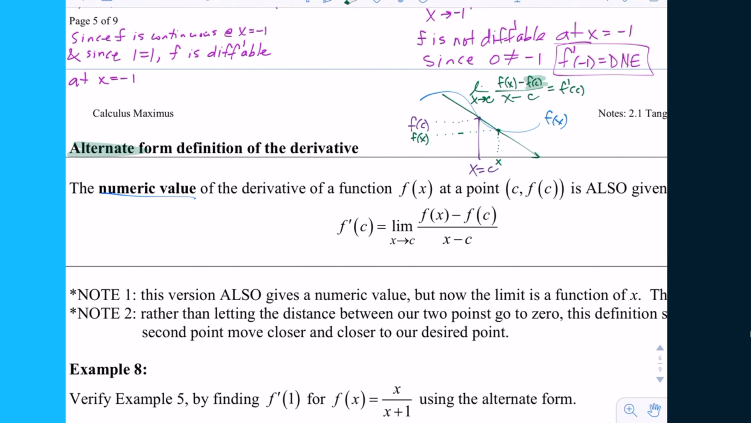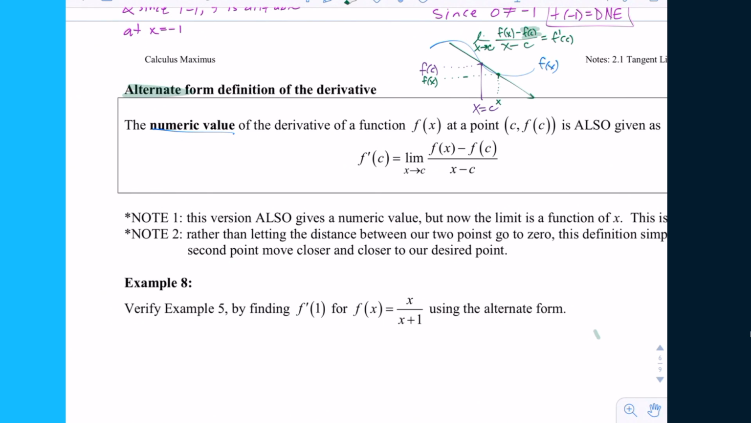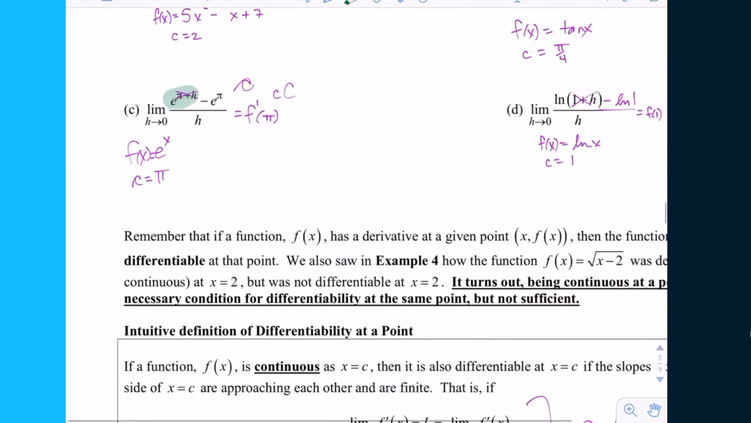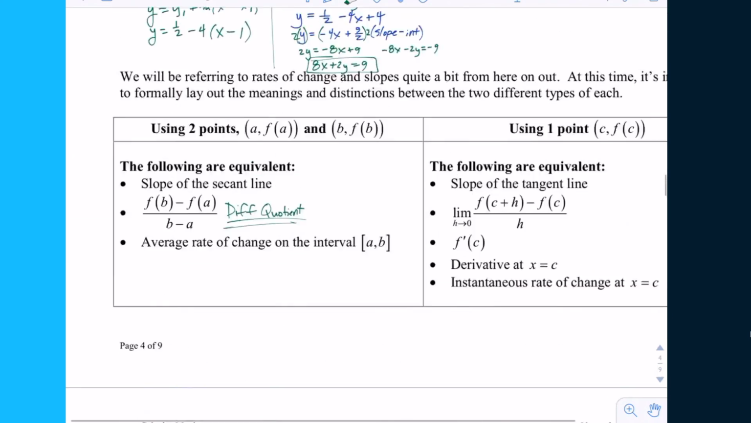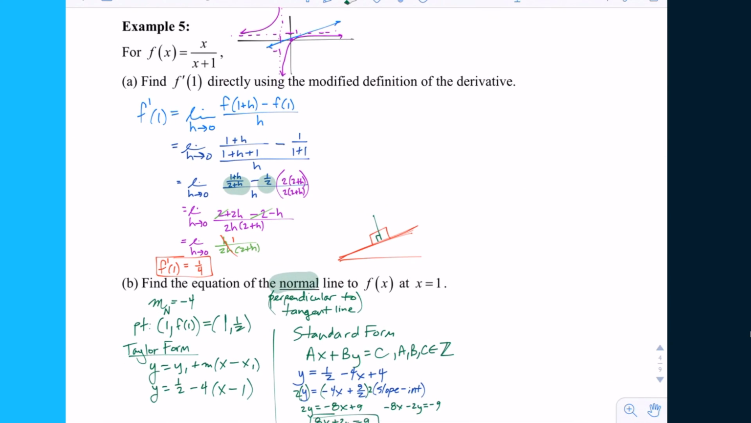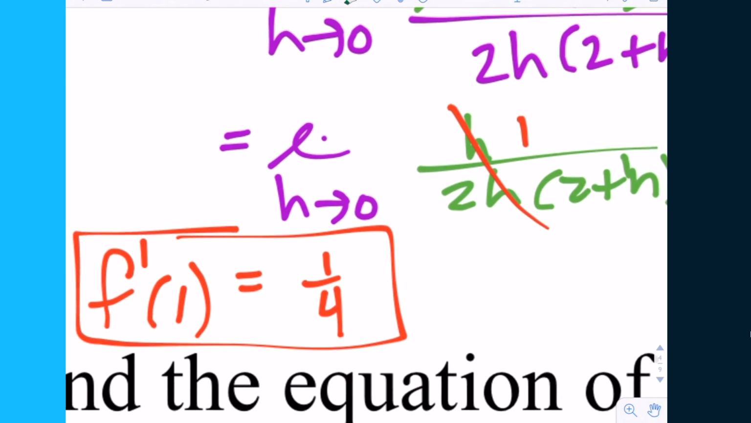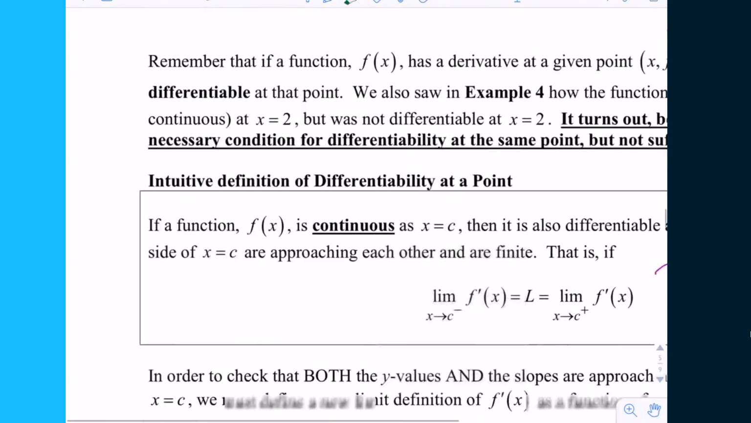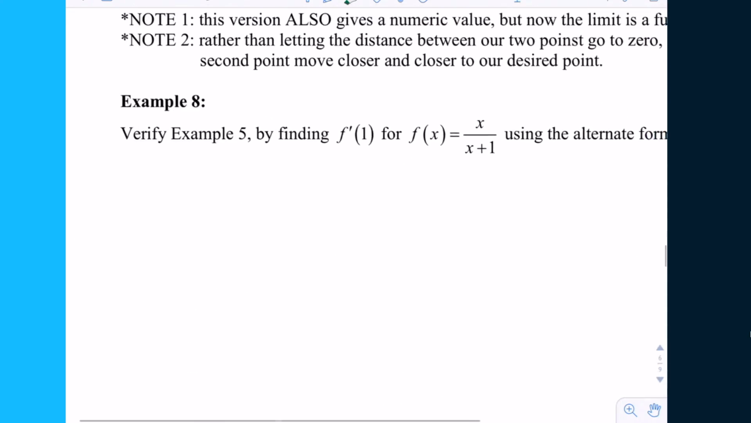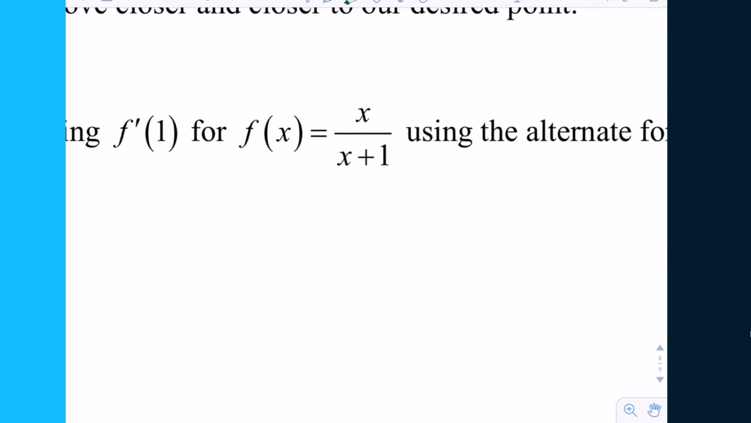All right, let's try it out. It says, verify example 5 by finding f prime of 1 using the alternate form. Well, what was example 5? That was way long ago. That was like way up here. How do we do that? We use the modified form, and we got 1/4. So if I do it a different way, I should get the same answer, right? I hope so. So here we go.